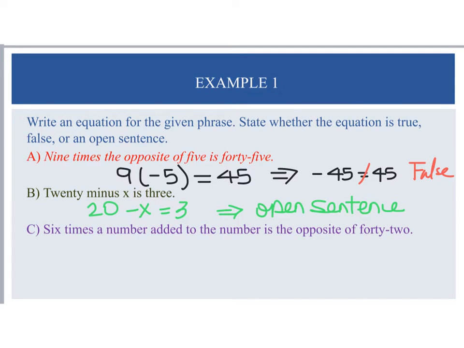And then the last part, or part C, says 6 times a number. So we'll say 6x added to the number plus x is, which means equals, the opposite of 42. So equals a negative 42. Well, again, we have variables here, so we don't know what this is, so this is considered an open sentence.